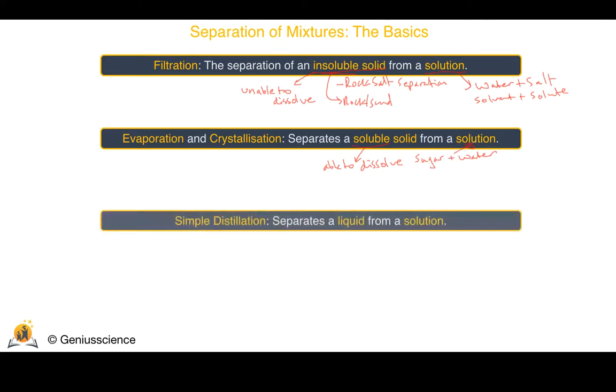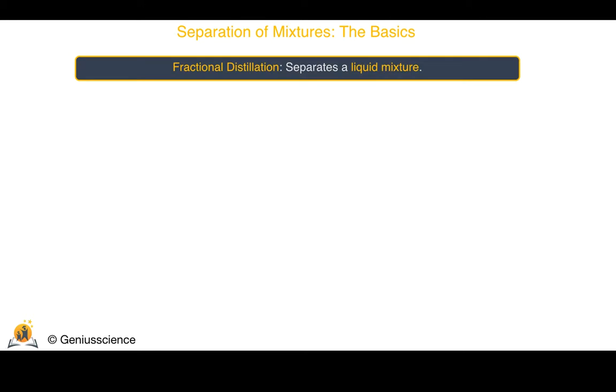Next up we have simple distillation, and this method separates a liquid from a solution. This would be used to maybe separate ink from an ink and water mixture. And in simple distillation, the liquid with the lowest boiling point will evaporate first. Another method for separating mixtures is fractional distillation, where we separate a liquid mixture into its different components. Fractional distillation is useful for separating a liquid mixture when the components have similar boiling points. And just like simple distillation, the substance with the lowest boiling point will evaporate first.